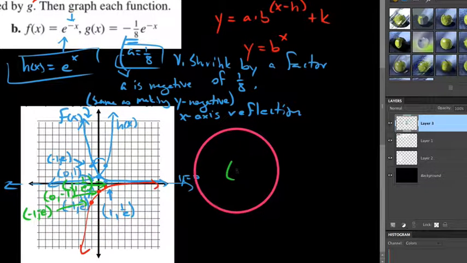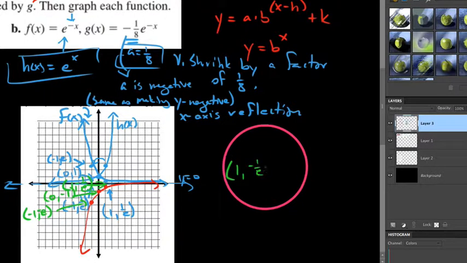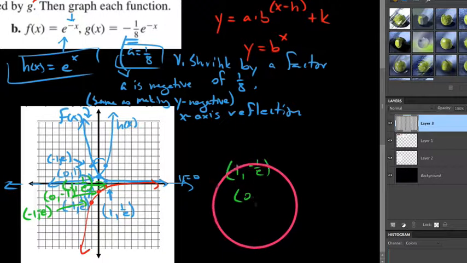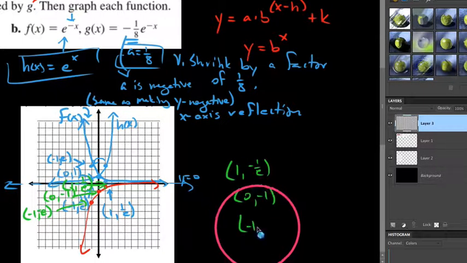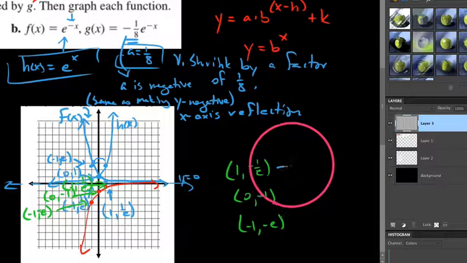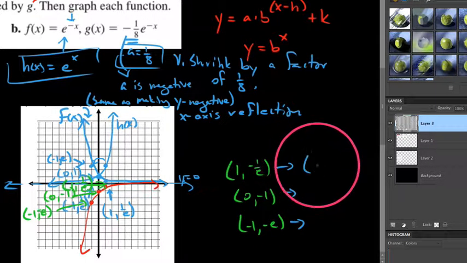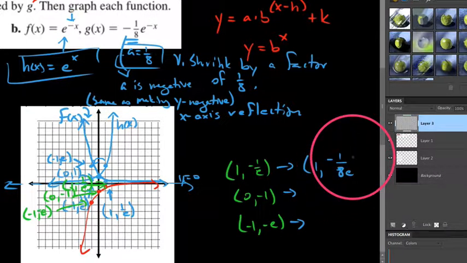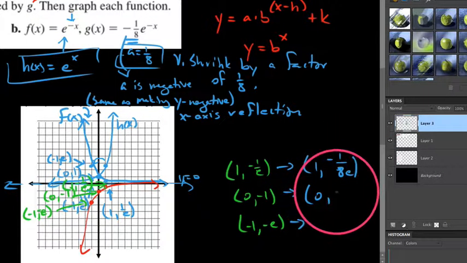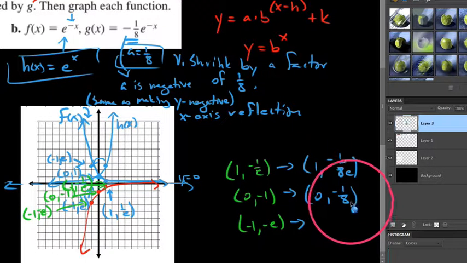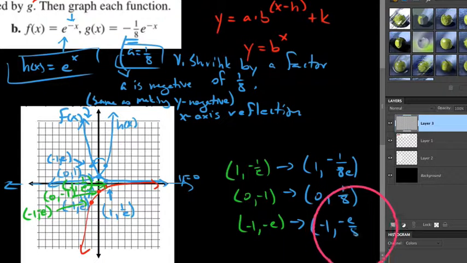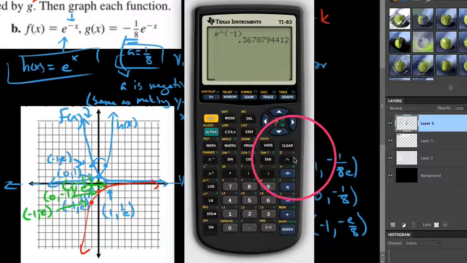If our original points are 1, comma -1 over e, which is this point here, and our other point here is 0, -1, and this point here, -1, comma -e. If we take all of these times 1/8 on our y value, we get 1, comma -1 over 8e. This would be 0, comma -1/8, and this would be -1, comma 1/8 times -e is -e over 8. And so we can get decimals on these, and that's, as a matter of fact, what I would prefer to do. So let's go ahead and do that here.